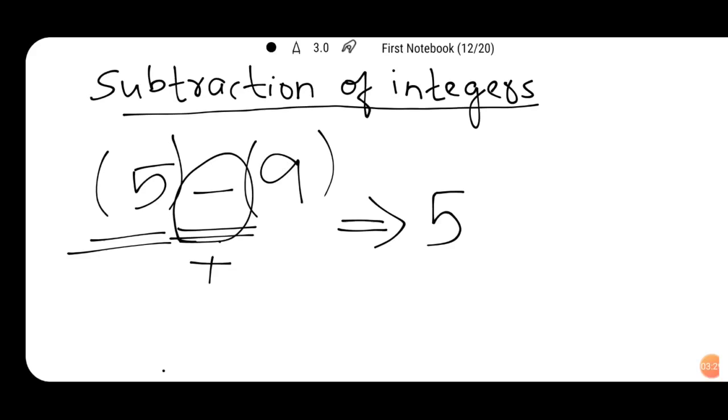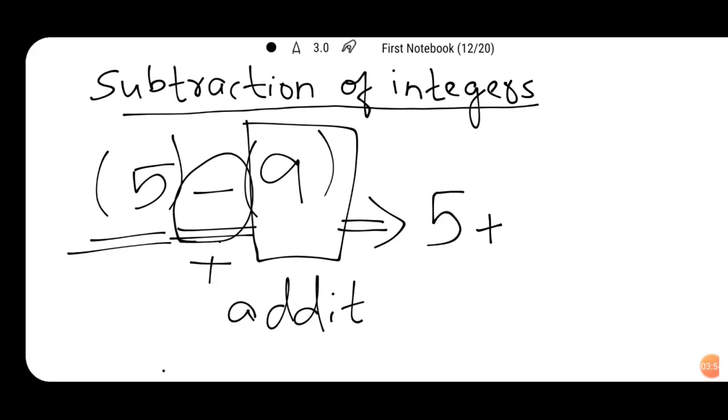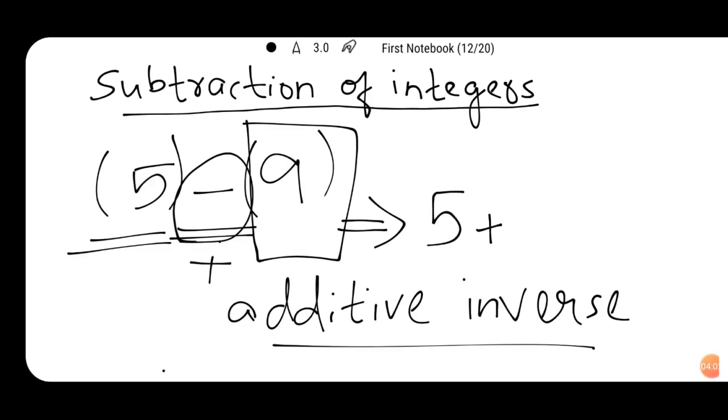Now instead of this subtraction, we will do addition. But if we write plus 9, will the answer be correct? No. So one more thing is to be done. After changing the subtraction to addition, you will take the additive inverse. Additive inverse. A new word. This is a new word for you now. Additive inverse. You will take the additive inverse of the second number.